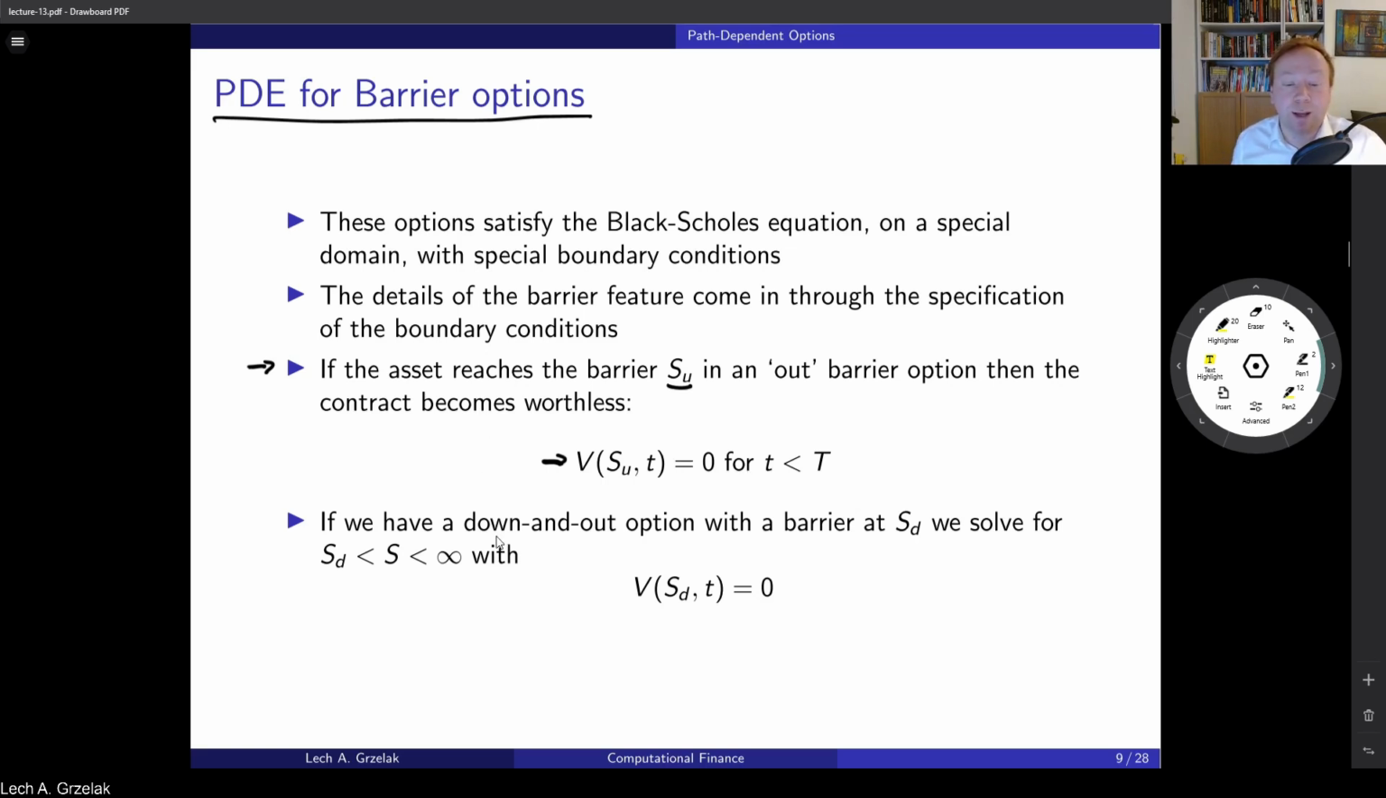If we have a down and out option, this means if the stock goes down and it is worth zero, this is the same story. So we have a value of SD,T equal to zero. And this is of course for every S which is bigger than SD and smaller than infinity.